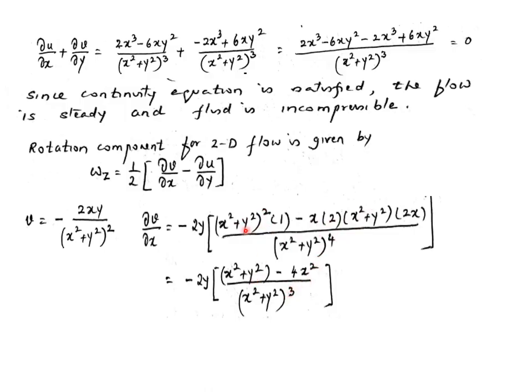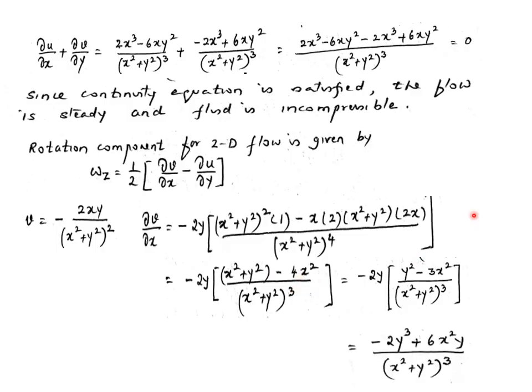So now what you are left with is x square plus y square, and here it is minus. This x square plus y square is gone, so it is minus 4x square. That gives y square minus 3x square. So that is what is written. This is about dou v by dou x. Now taking dou u by dou y, finally you can write it as minus 2y cube plus 6x square y divided by x square plus y square cube.